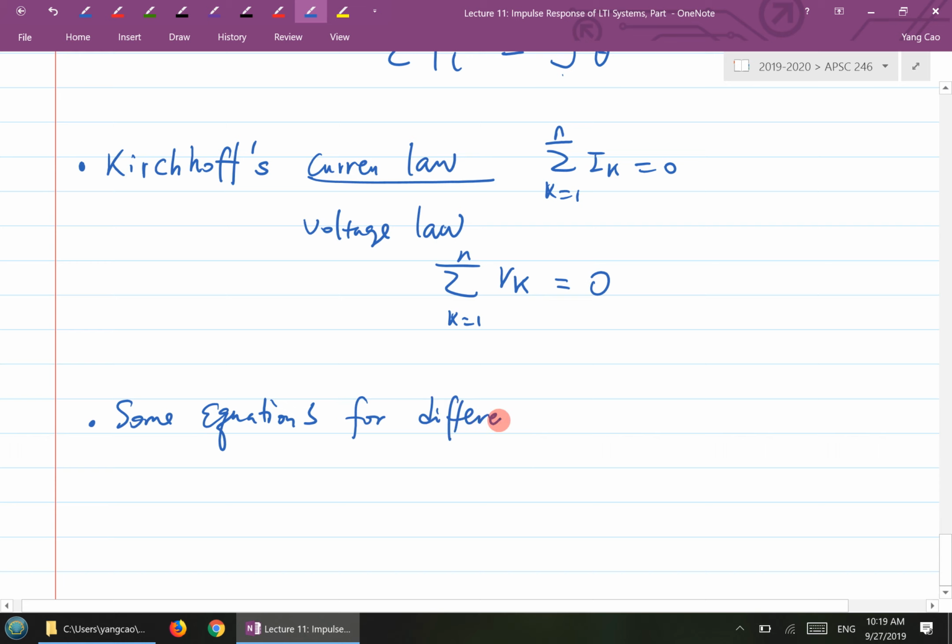So I guess I don't have time anymore. Anyway, I think we're going to talk about the equations for different components next time.